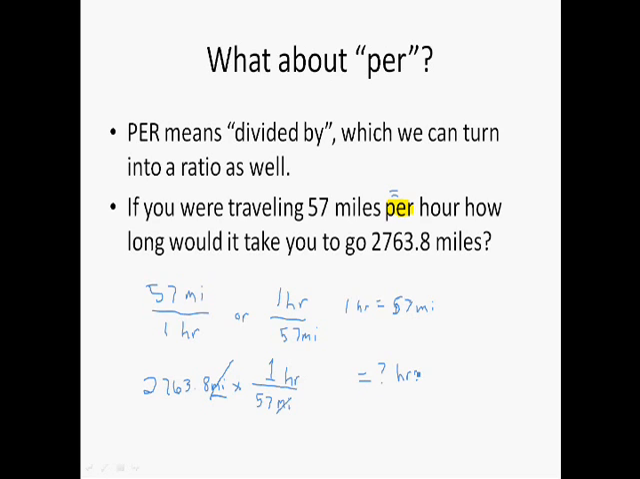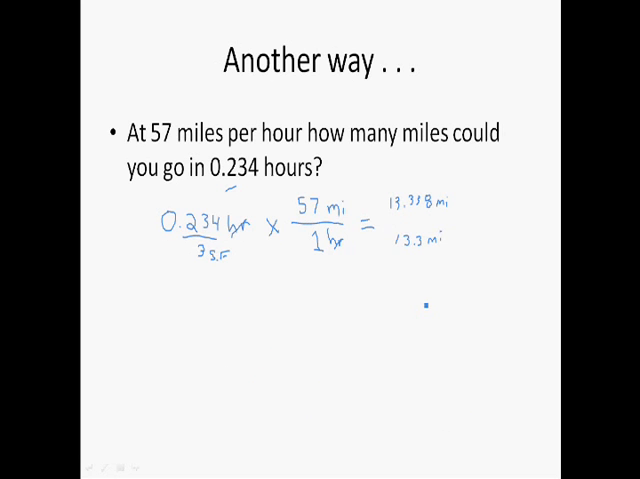Hopefully you're doing this with me as we go. 48.488 hours. So if you're traveling 57 miles per hour, it would take you 48.488 hours to go 2,763.8 miles. I'm going to let you work on these.